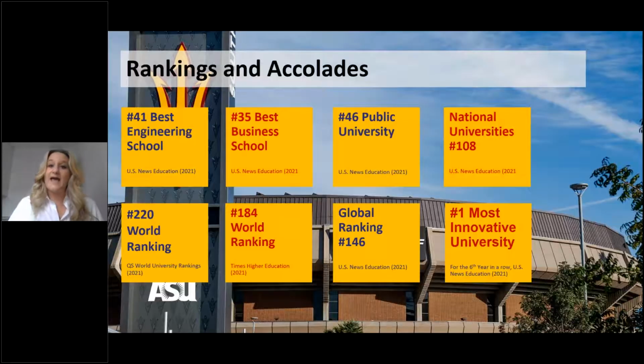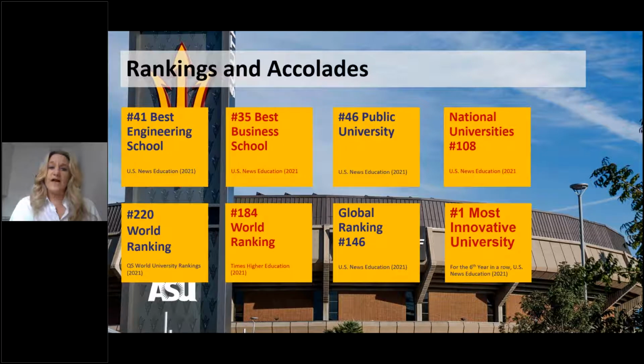When we look at the rankings and accolades of Arizona State University, there are a lot of high rankings with their programs. So 41 best engineering school. The engineering programs at Arizona State University are very competitive and very strong, so it's something to be aware of, along with their business school, which is ranked number 35. That signifies that the degrees offered in these colleges at Arizona State University are very strong programs, which also leads students into graduate school or to receiving employment offers after they complete the undergraduate degree at ASU.